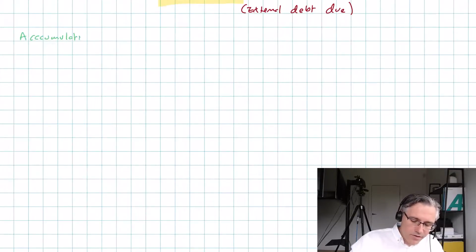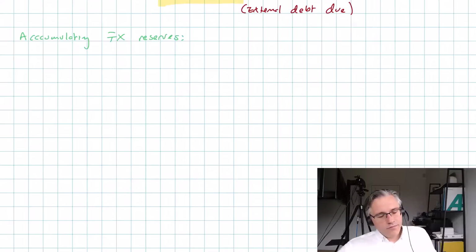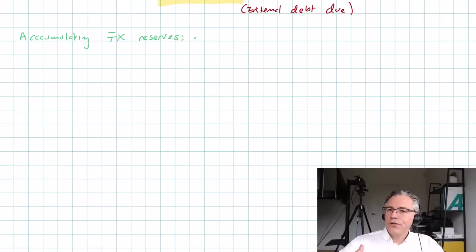Accumulating FX reserves. This is what I said often central banks do on behalf of a nation, accumulating FX reserves. Why do we need FX reserves, foreign exchange reserves? Because if we issue debt which is denominated in a foreign currency, those reserves will allow us to potentially meet the relevant payments. Now, there are other reasons why you do it as well. How can you generate these reserves? Where do they come from?